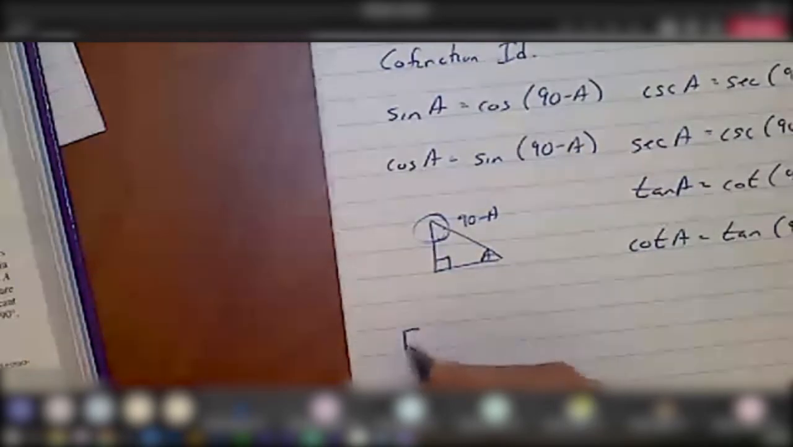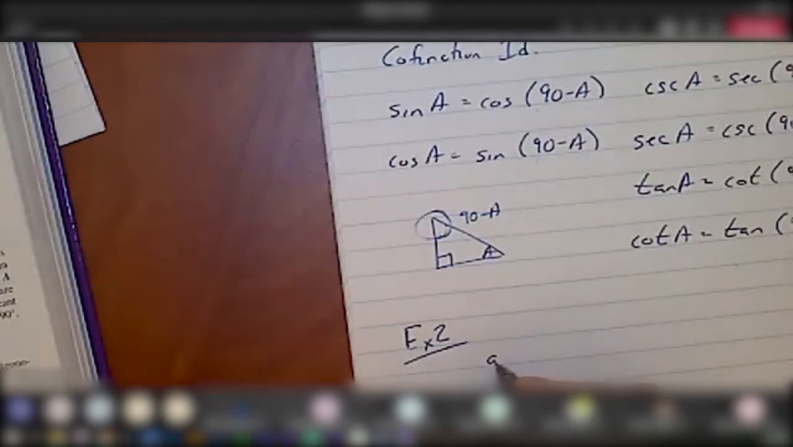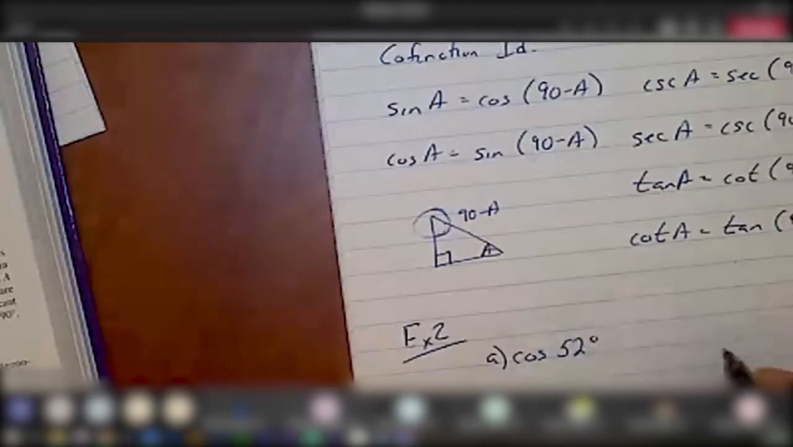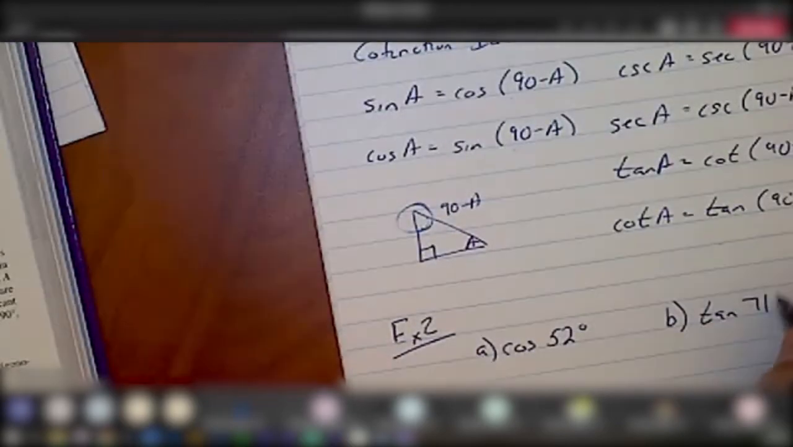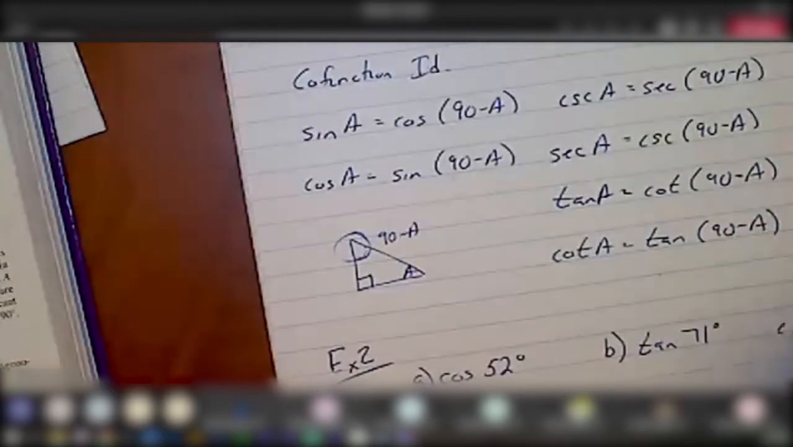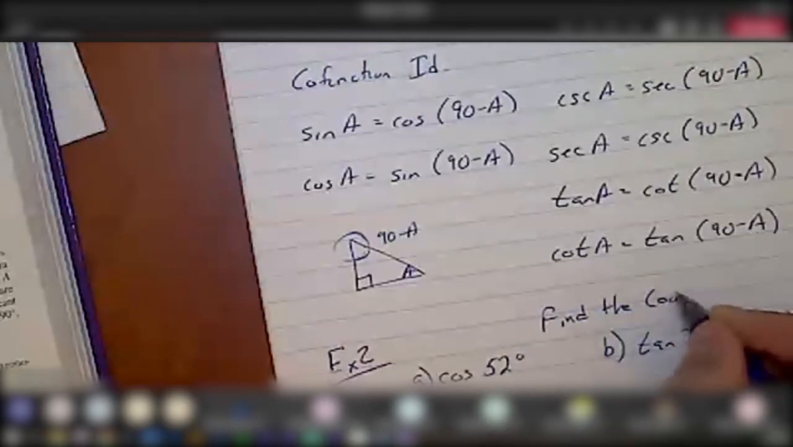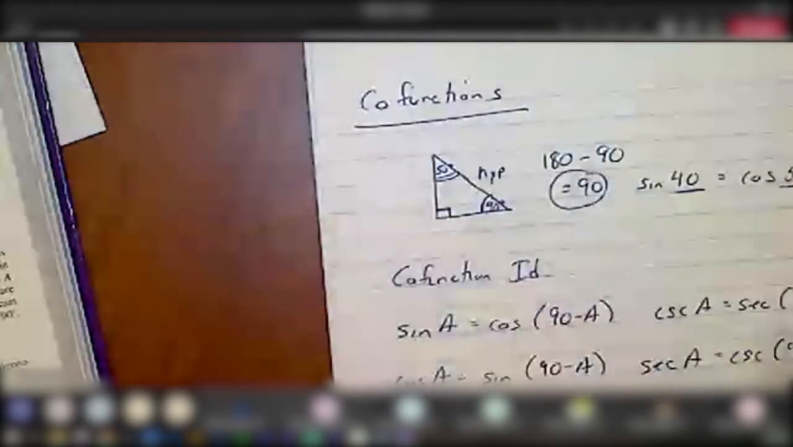So let's look at example 2. Example 2 has an A, a B, and a C. A is cosine of 52 degrees. B is tangent of 71 degrees. And C is secant of 24 degrees. And our directions are find the co-function. Again, another word to add to your vocabulary for trig. Co-functions, okay?